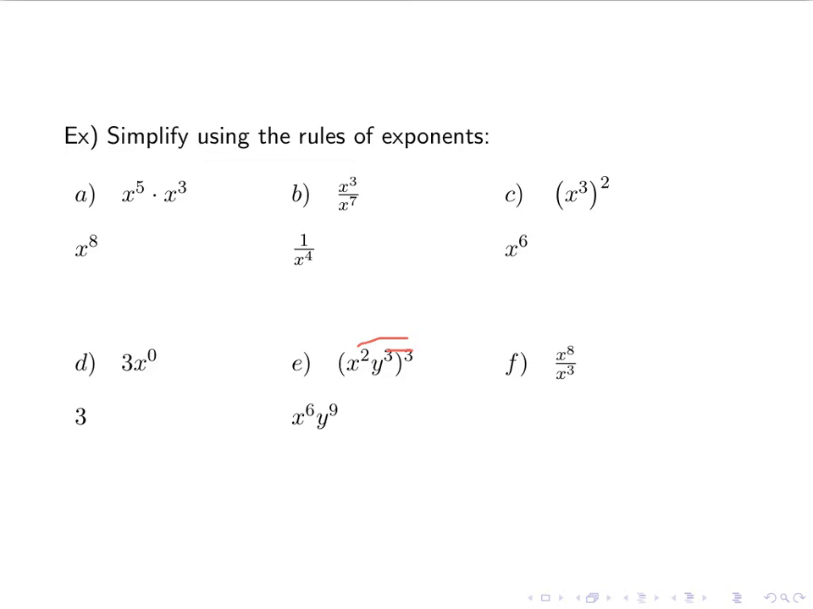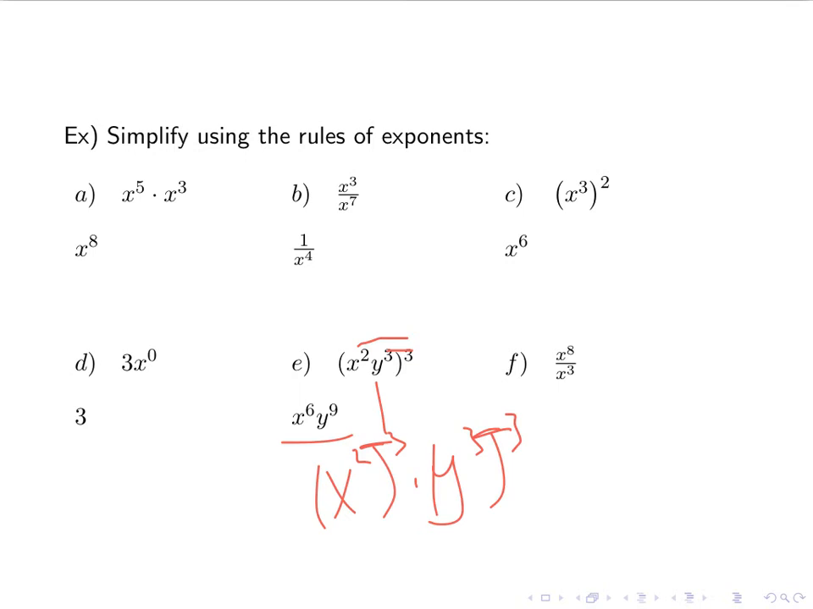As long as I have multiplication or division inside being raised to a power, I can raise each one individually. So this is really x squared cubed times y cubed cubed, which is, again, you multiply 3 times 2 and 3 times 3 to get our 6 and 9.